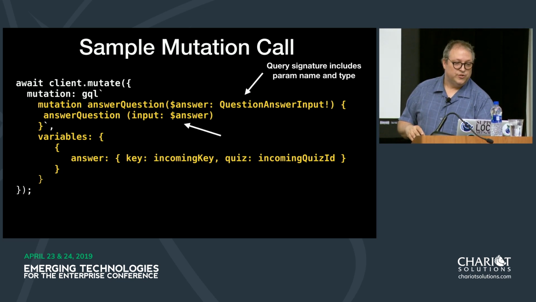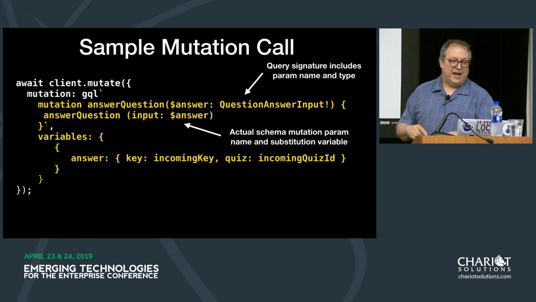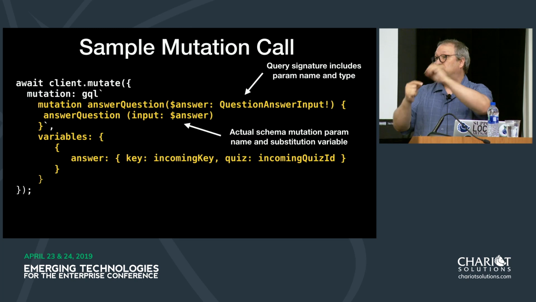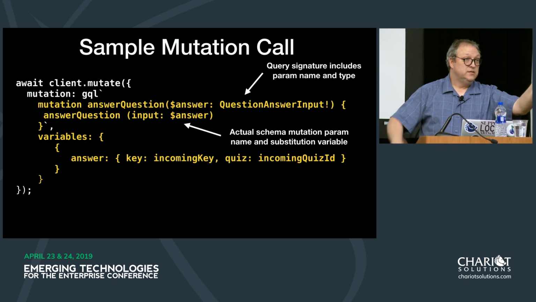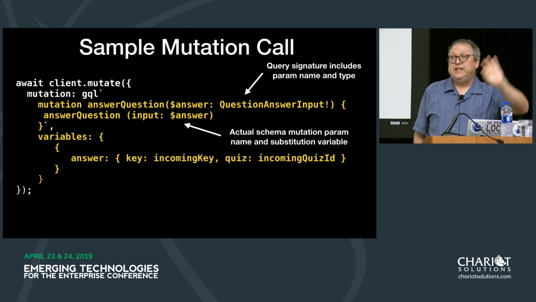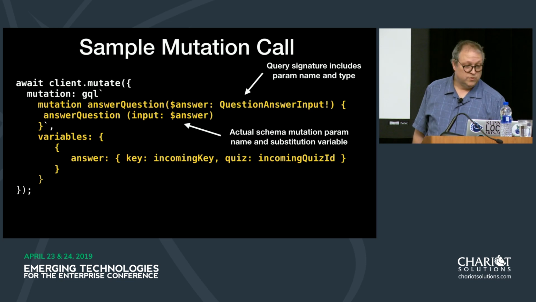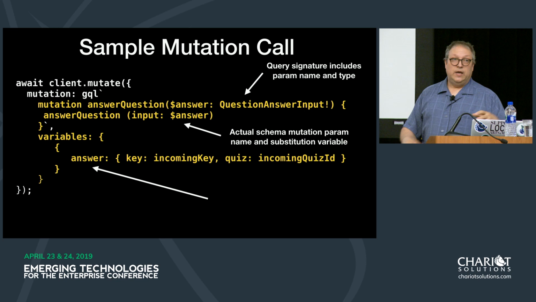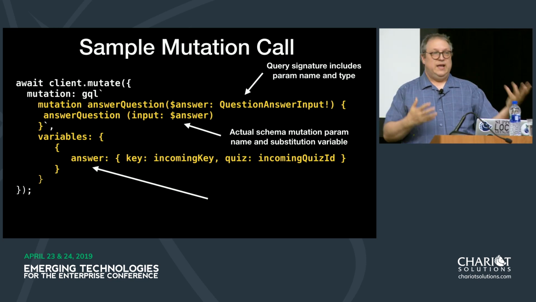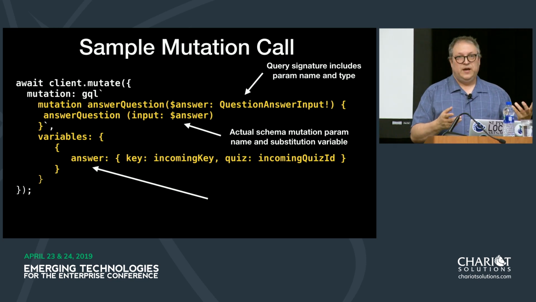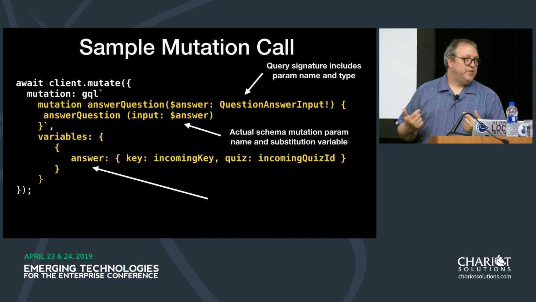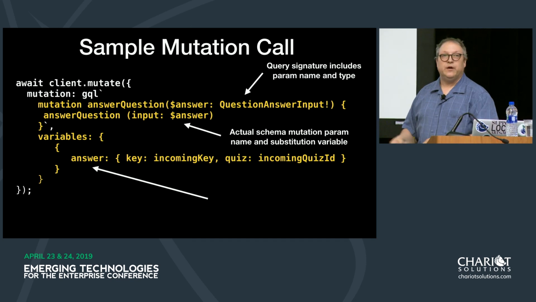All right, so there's a query signature with a param name and type. There's the actual schema mutation parameter and the variable that gets it from the substitution that feeds it. Right, so the $answer feeds input in the actual call. Then, by the way, I've done this both in Java and in a number of other APIs now, as I've been checking out the different APIs. Java has the same deal with this. You'll still do exactly what we're seeing here.